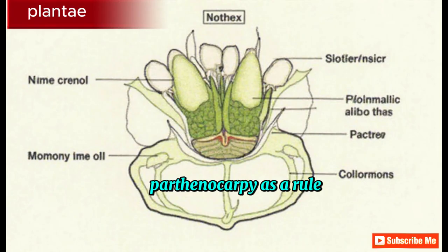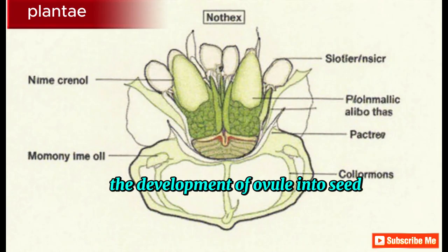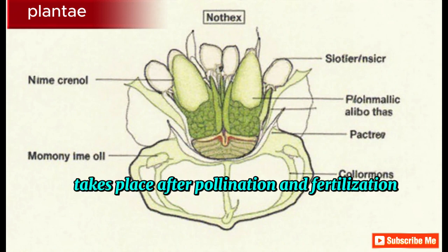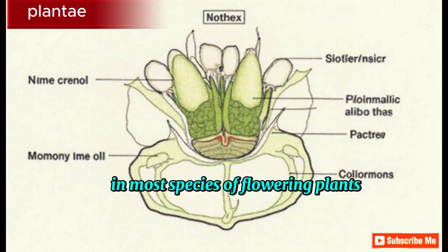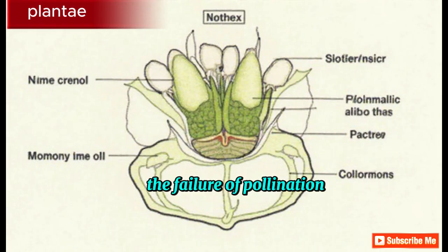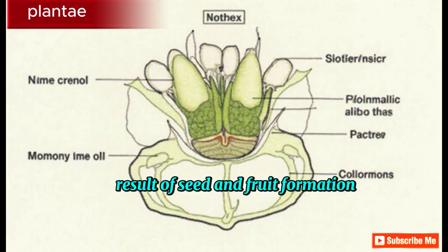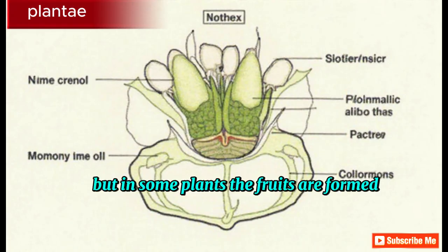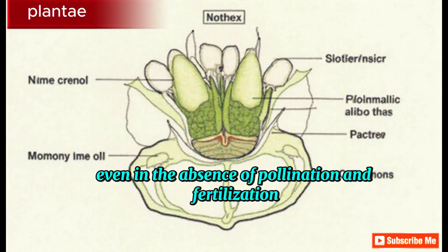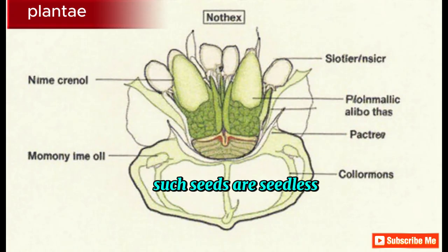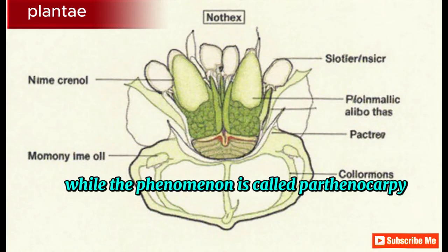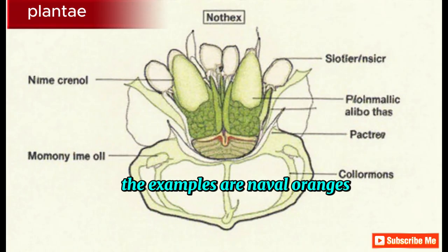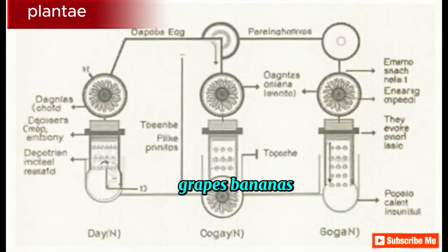Parthenocarpy. As a rule, the development of ovule into seed and ovary into fruit takes place after pollination and fertilization. In most species of flowering plants, the failure of pollination results in no seed and fruit formation. But in some plants, fruits are formed even in the absence of pollination and fertilization. Such fruits are seedless and are said to be parthenocarpic, while the phenomenon is called parthenocarpy. Examples are navel oranges, grapes, bananas, pineapples.